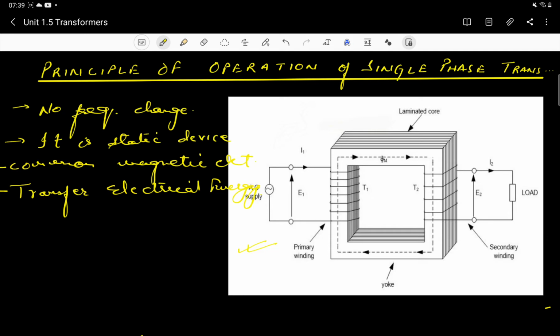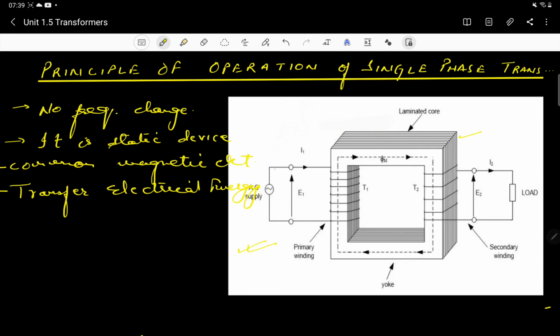Now you can see that, consider two coils, 1 and 2, T1 and T2. These are the two coils on the left-hand side and the right-hand side of this circuit, on a simple magnetic circuit. This core is a simple magnetic circuit, and both of the coils are wound on it. These two coils are insulated from each other. They are not in contact and there is no electrical connection between them.